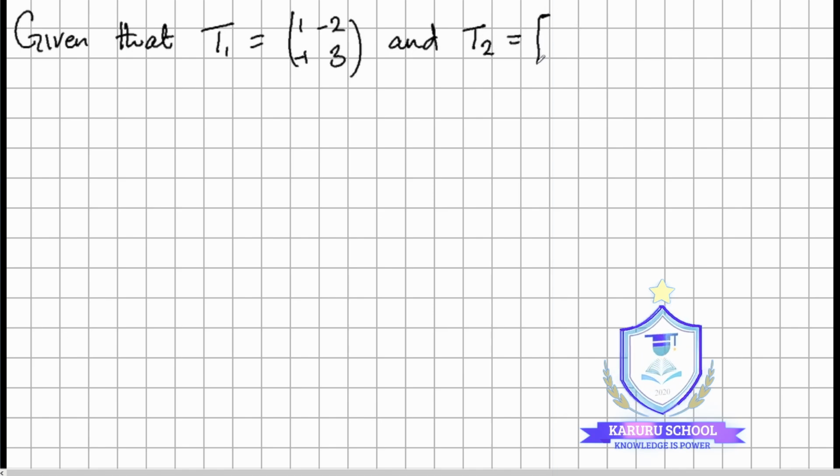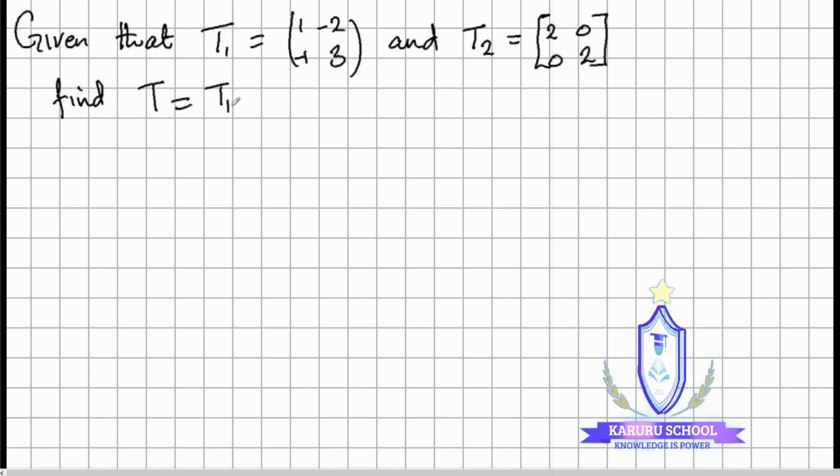Start with a simple matrix with simple calculations. So we'll say here, given that T1 is equal to [1, -2; -1, 3] and T2 equals [2, 0; 0, 2], find T equals T1 T2. So what this question is asking is for you to calculate the product of the two matrices.